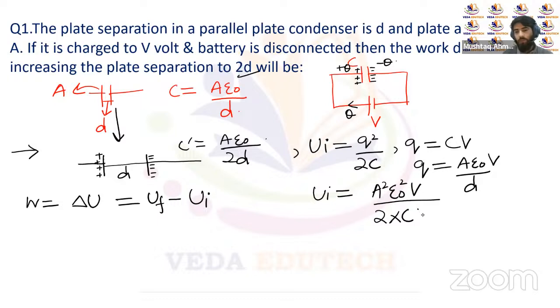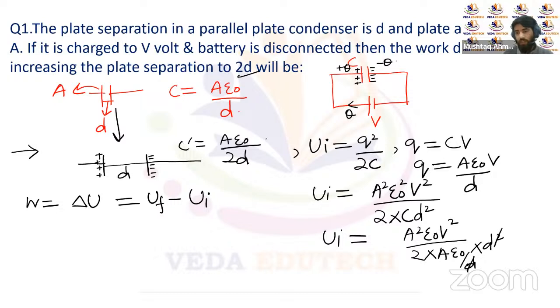Multiplied by, it will be A square epsilon naught square V square upon D square, right? And this C is A epsilon naught upon D. We can put this also in this equation. It will be A square epsilon naught square V square upon 2 times A epsilon naught upon D, multiplied by D square. So this square and D will get cancelled, and A and A will get cancelled, and epsilon naught square and epsilon naught will get cancelled here, right?